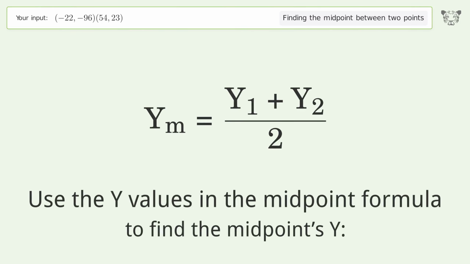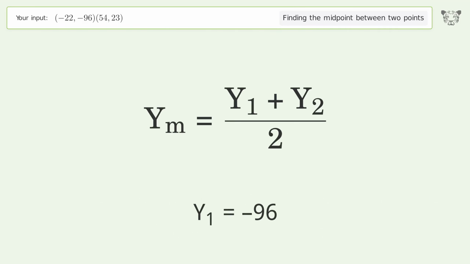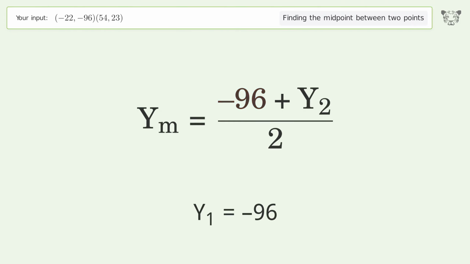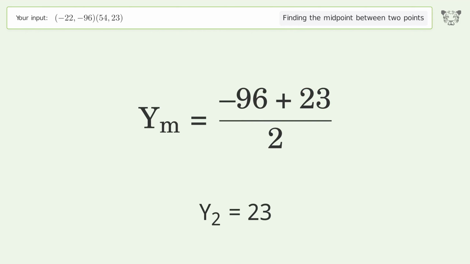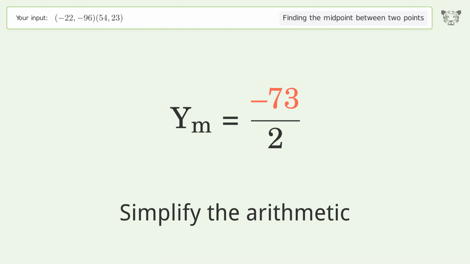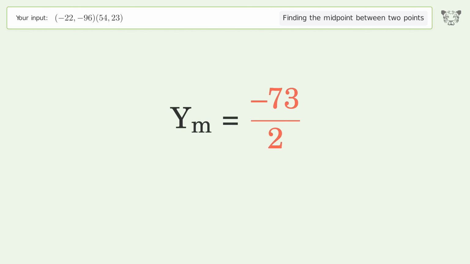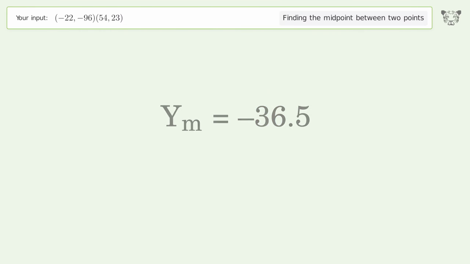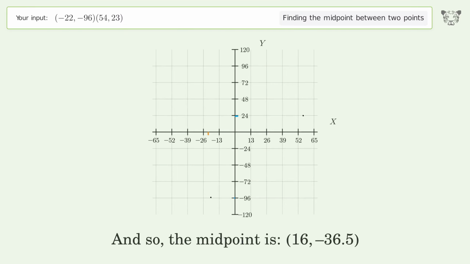Use the y values in the midpoint formula to find the midpoint's y. y1 equals -96. y2 equals 23. Simplify the arithmetic. And so, the midpoint is 16, -36.5.